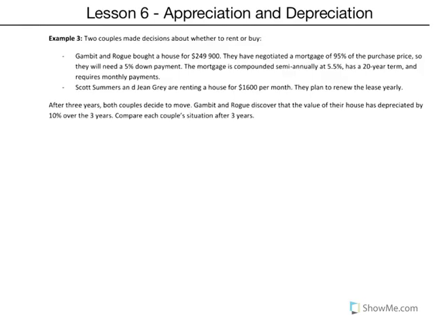The mortgage is compounded semi-annually at 5.5%, has a 20-year term, and requires monthly payments. Scott Summers and Jean Gray are renting a house for $1,600 per month. They plan to renew the lease yearly.